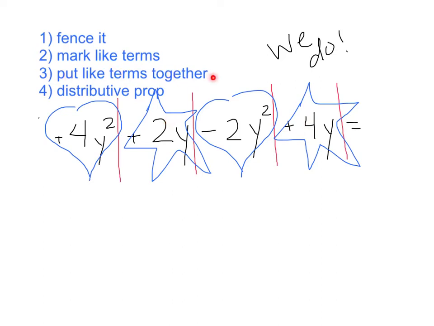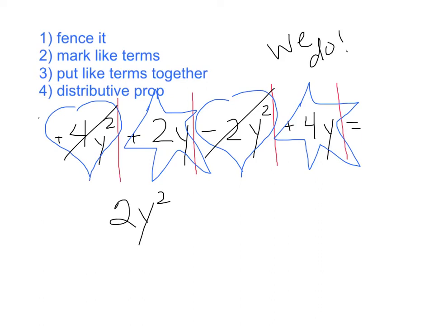Now we're going to put those like terms together. So we'll put hearts with hearts, stars with stars. How many y squares do I have? Positive 4 of them, and then a negative 2 of them. So I had 4 of them, but I took 2 away. So how many is that going to be? Yeah, I hope you got that. It's 2. There's going to be 2 of them, 2 y squares. That takes care of those.